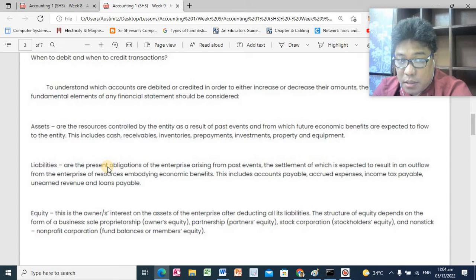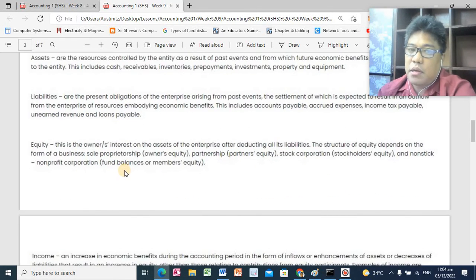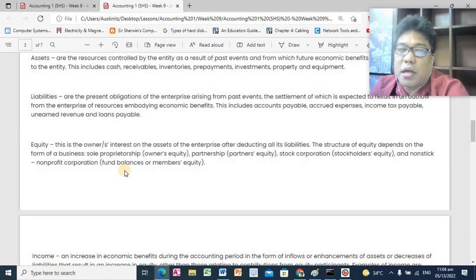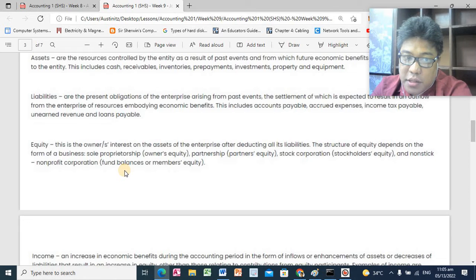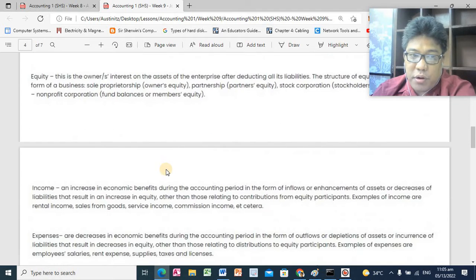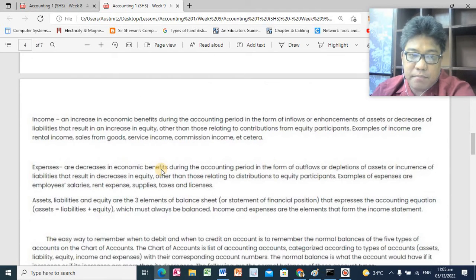Then we have the third element, which is the equity or owner's equity. This is the owner's interest on the assets of the enterprise after deducting all its liabilities. The structure of equity depends on the form of a business, whether it's a sole proprietorship, partnership, stock corporation, or non-stock corporation.